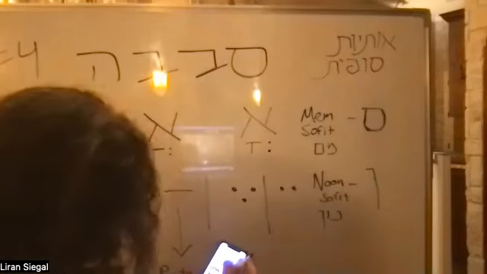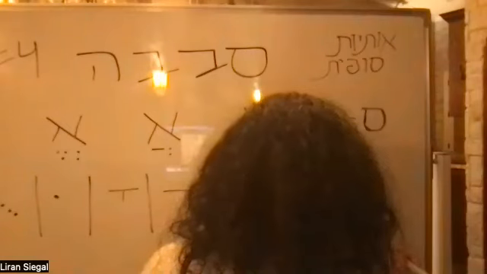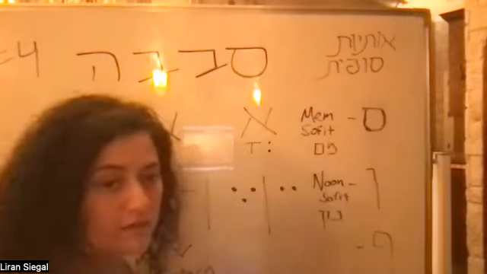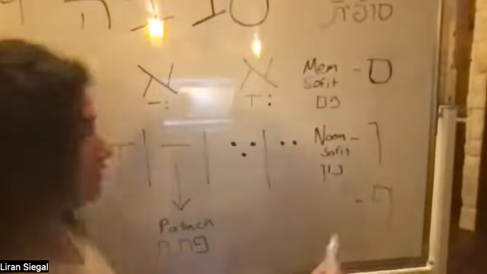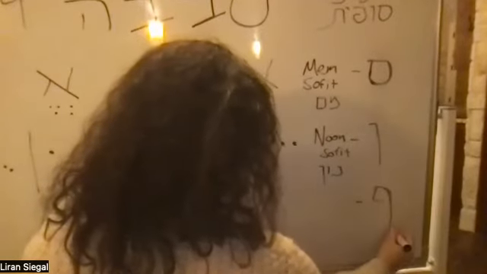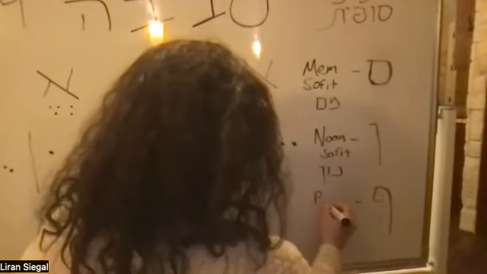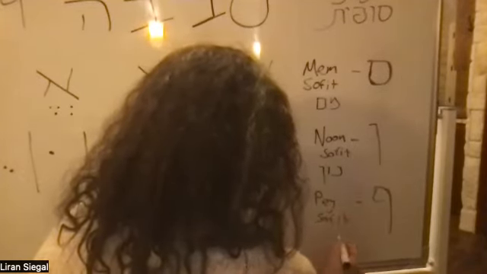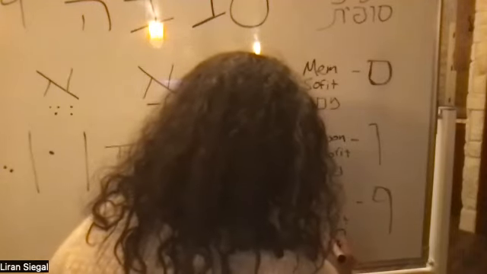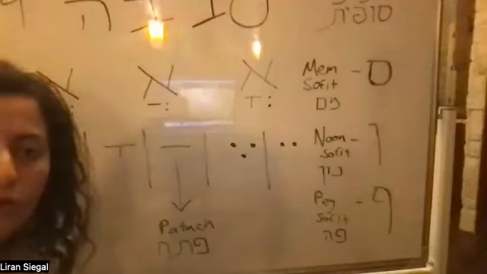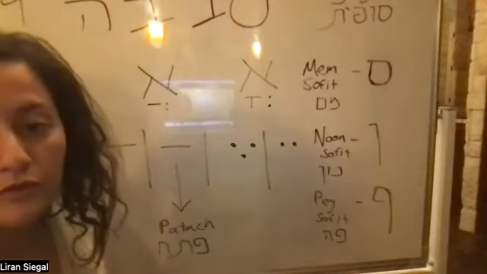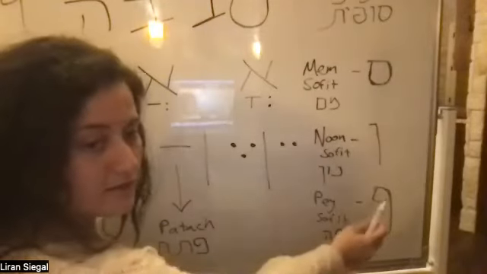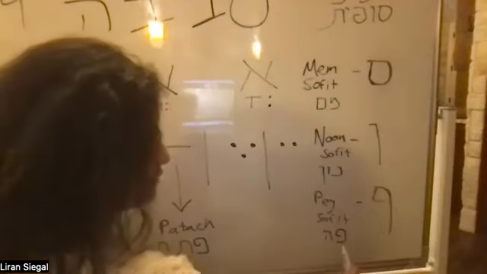So, pay will be like this. You would come from the inside and go to the outside. And it's a long letter, so it goes kind of folding down. So that's a pay sofit. That's pay sofit, and that's how it looks in a normal pay.